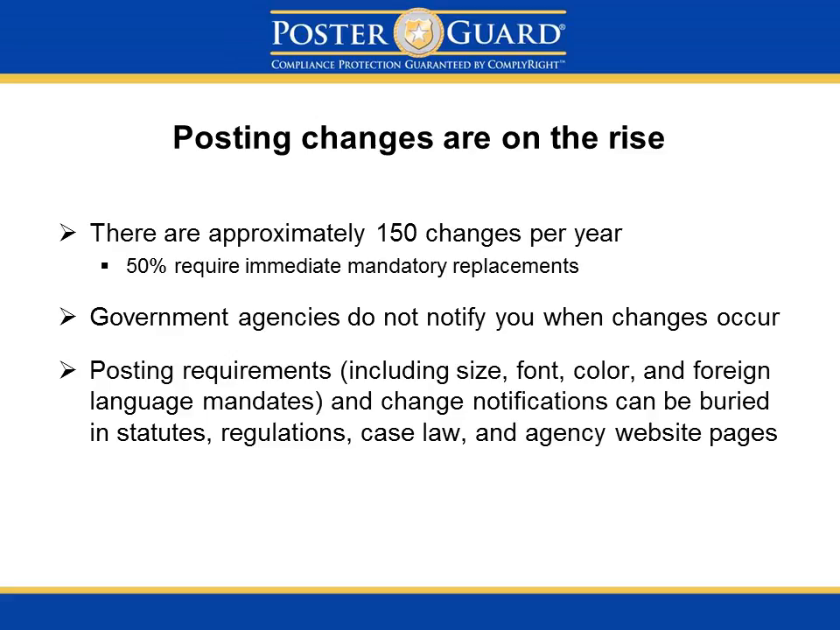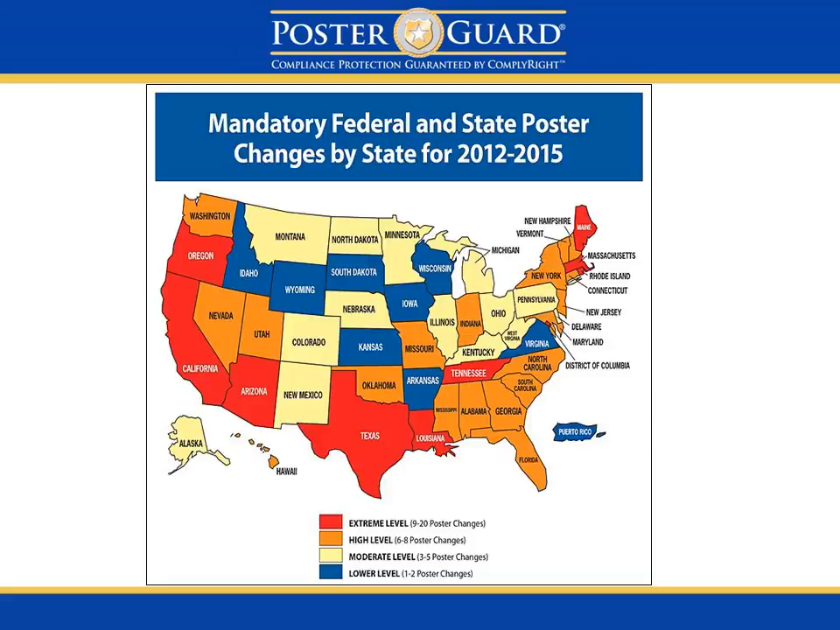So this is just a visual of the rate of federal and state posting changes for each state. This is something we update at the end of every calendar year, and it shows how many poster changes employers have had to manage for each state during this time period. So you can see the states that are in red. These are the states with the most extreme level of change, and they experienced between 9 and 20 posting changes during this time period.